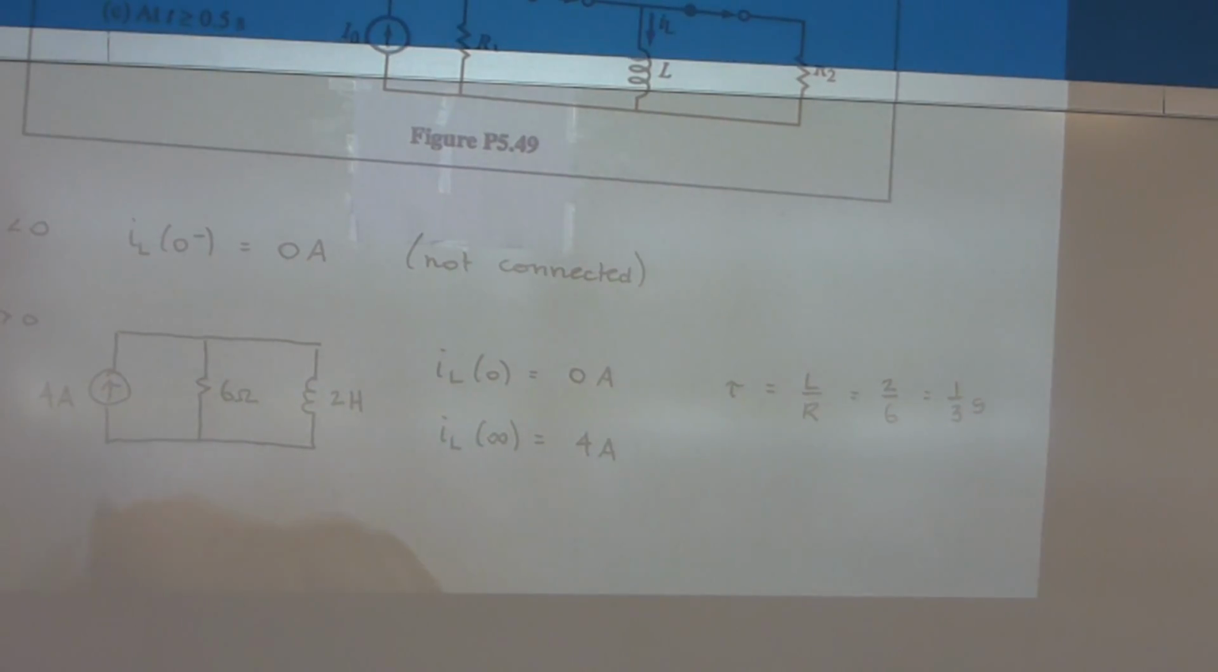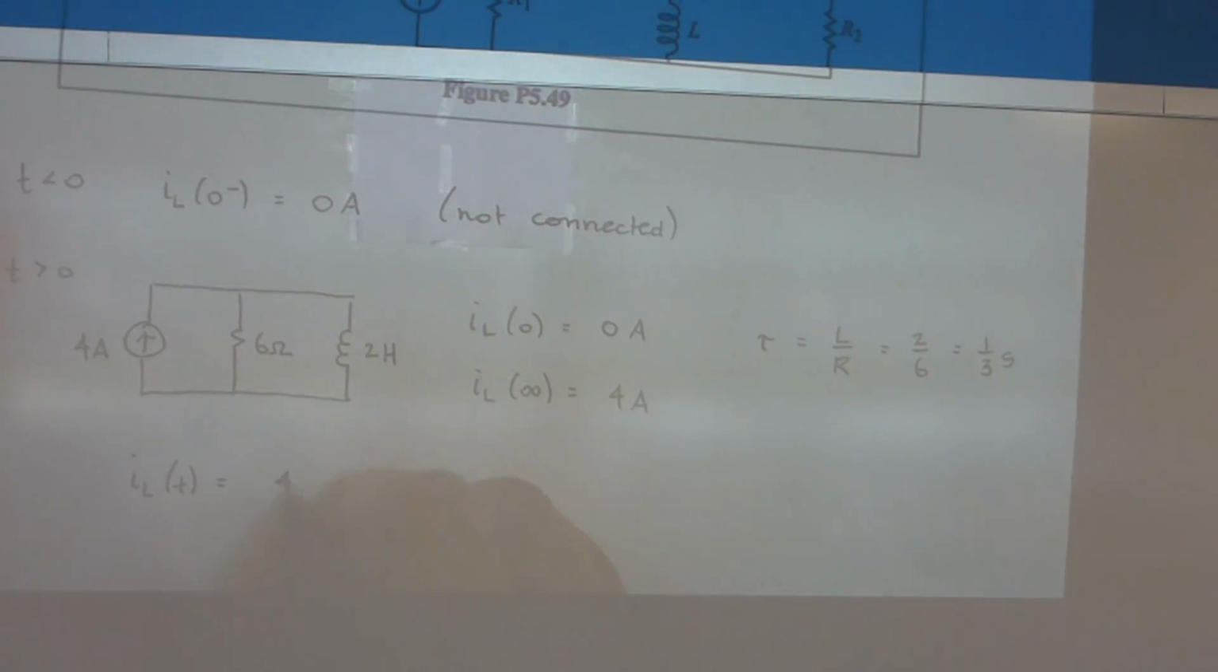So we have I sub L of t. My starting point here is 0. So I'm going to have my final value plus how far I have to go times how fast it's going to be to get there. This is t over tau. t over 1/3 I'm going to write as 3t. And then this whole thing.